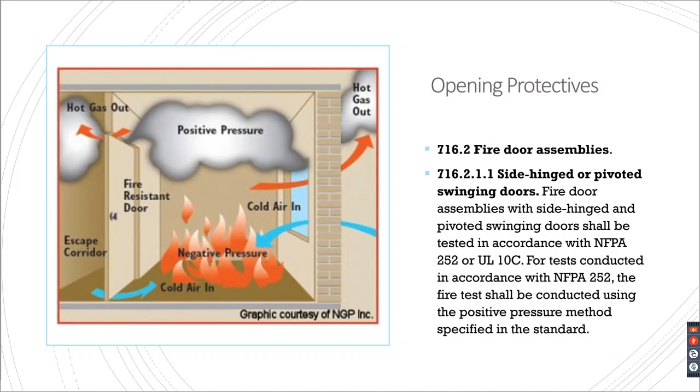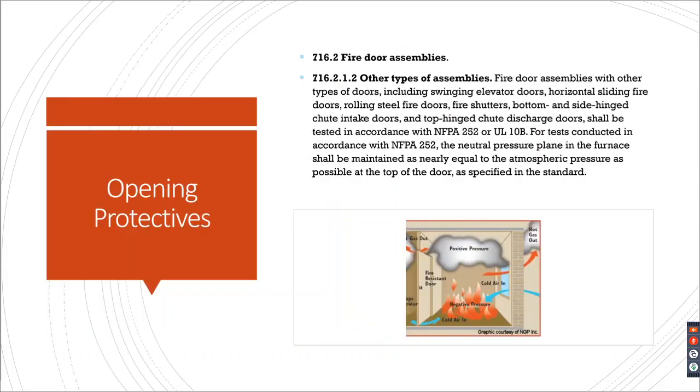And then side hinged or pivoted swinging doors. Fire door assemblies with side hinged and pivoted swinging doors shall be tested in accordance with NFPA 252 or UL 10C. For tests conducted in accordance with NFPA 252, the fire test shall be conducted using the positive pressure method specified in that standard. So again, if you've got a fire door assembly that is a side hinged or pivoted swinging door, it has to meet this criteria.